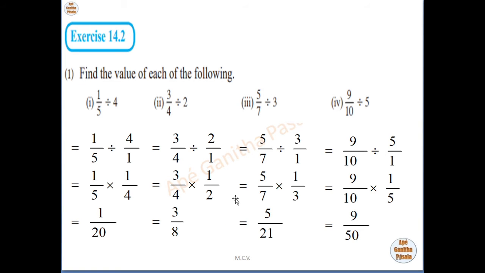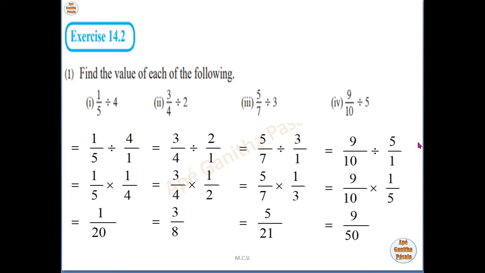Next one, 5 over 7 divided by 3. 3 is a whole number, reciprocal should be 1 over 3. You can write 3 as 3 over 1, then interchange, that is 1 over 3. And division sign converted into multiplication. Then 5 multiplied by 1, 5. 7 multiplied by 3, 21. 5 over 21.